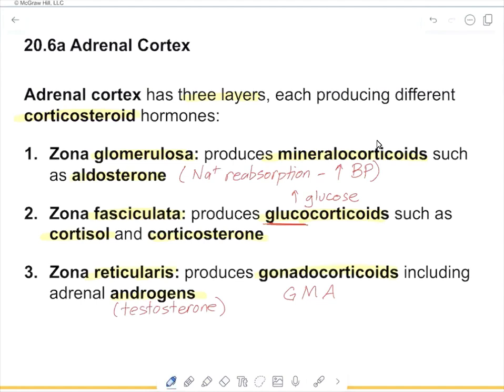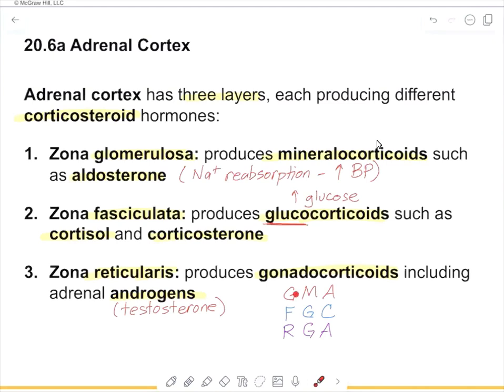So in the second layer, we have the zona fasciculata, which secretes glucocorticoids, and the main one being cortisol. In the innermost layer of the adrenal cortex, we have the zona reticularis, which secretes gonadocorticoids, and the most common would be androgens. So these lists of letters may help you to remember the name of the layer, or at least recognize it, because after all, the quizzes and the exams are not fill in the blank. They're multiple choice questions, so as long as you can recognize it.